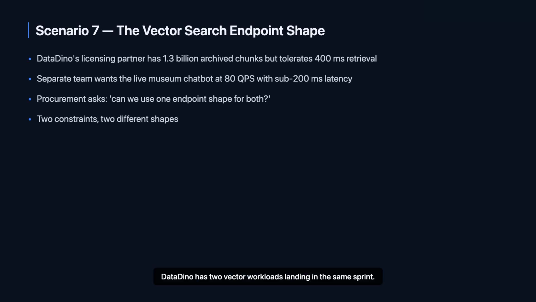Scenario 7. Data Dino has 2 vector workloads landing in the same sprint. The licensing partner has 1.3 billion archive chunks and tolerates 400 milliseconds of retrieval latency. The museum chatbot, the one we sized in episode 8, runs at 80 queries per second with a sub-200 millisecond latency budget. Procurement asks the natural question: can we use one endpoint shape for both? 2 constraints, 2 different shapes.